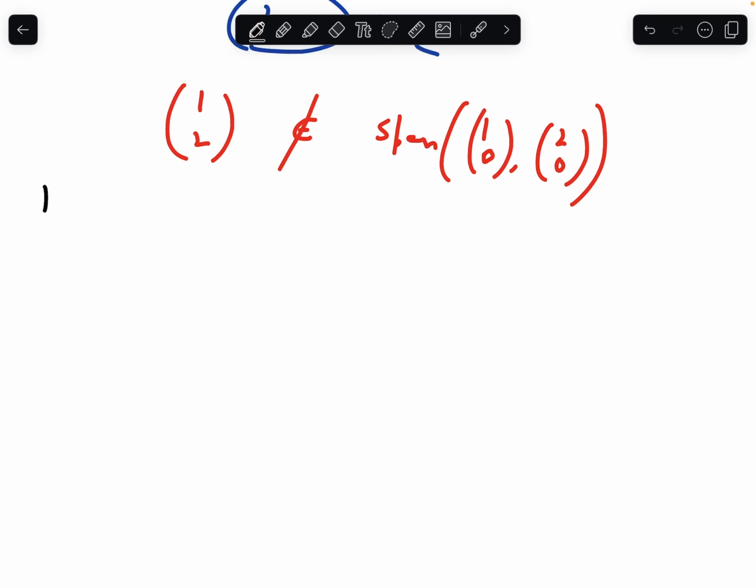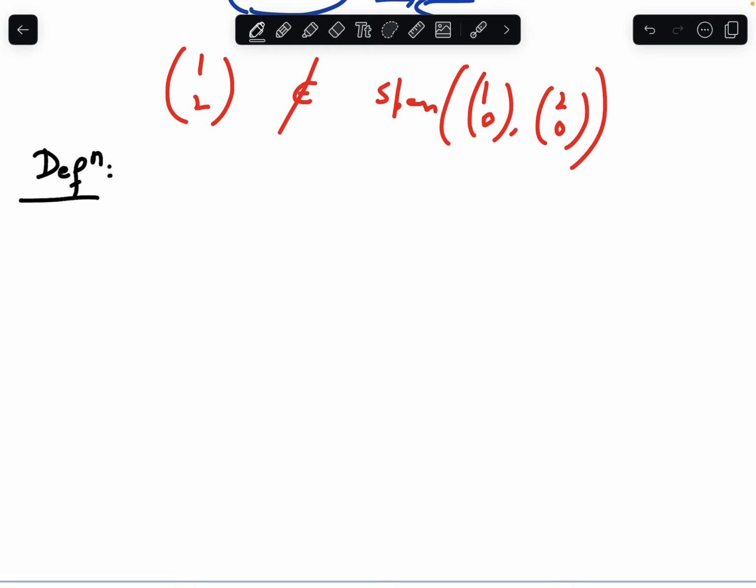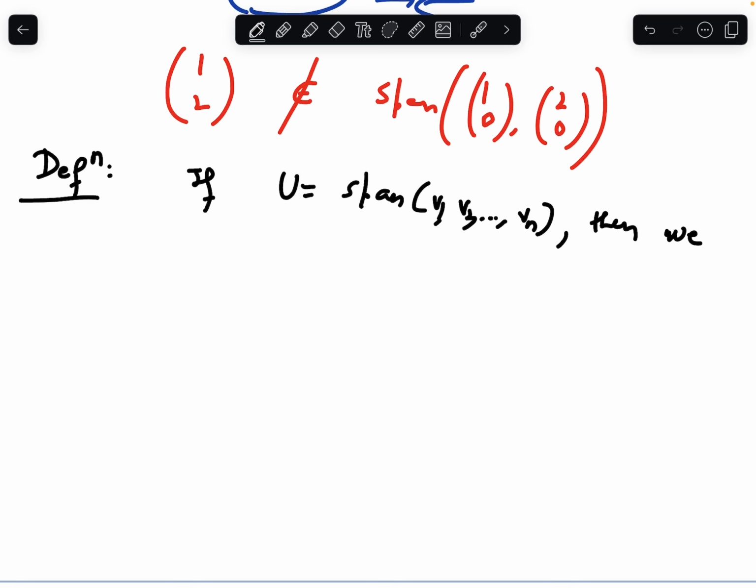Let's note another definition. So if U equals the span of v1, v2, vn, then we say that v1, v2, v3, vn span U. So here we use the verb span. We say that v1, v2, v3, vn span U.